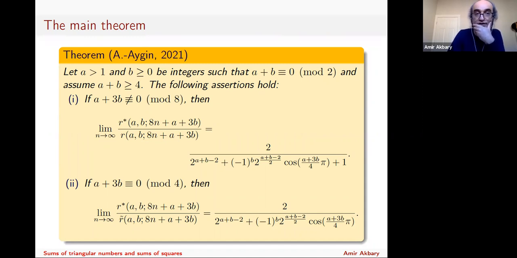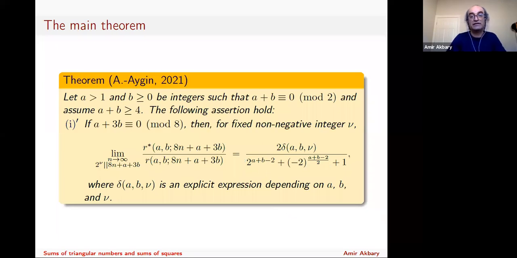So, to remind you of what our theorem was: we were interested in the asymptotic ratio of R star over R and R star over R tilde. The result was saying that if 8 doesn't divide A plus 3B, the ratio has a limit, and in this case the ratio all the time has a limit. If 8 divides A plus 3B, the ratio is not going to have a limit. But if you restrict yourself to these specific subsequences, the ratio is going to exist.